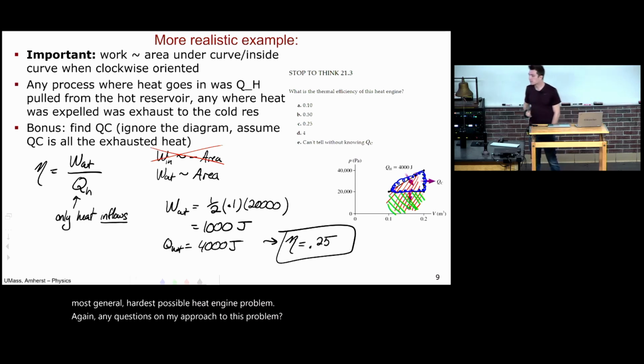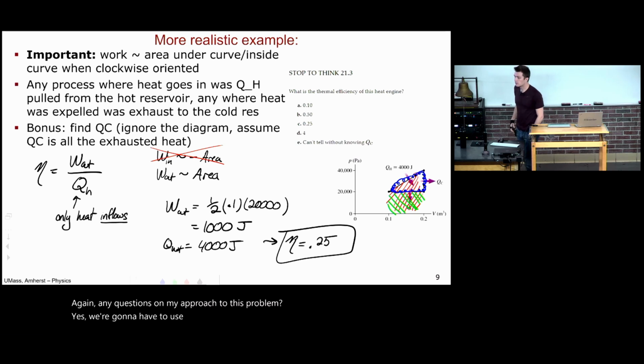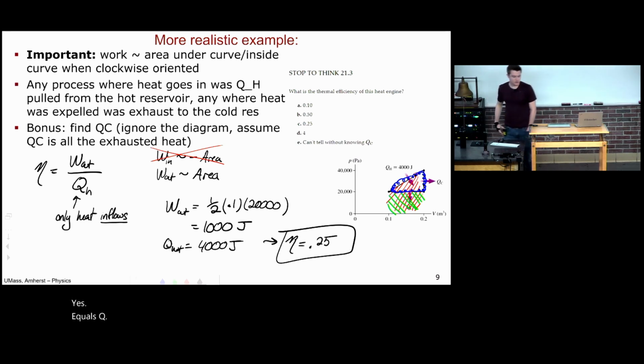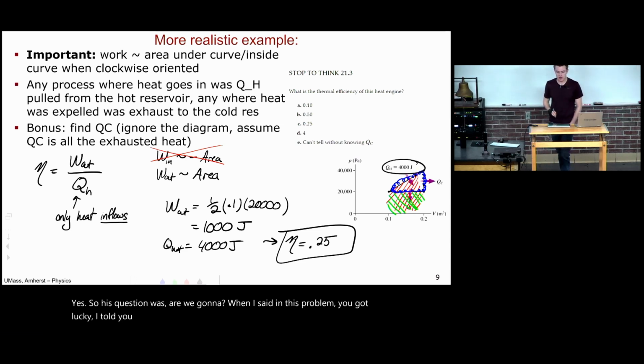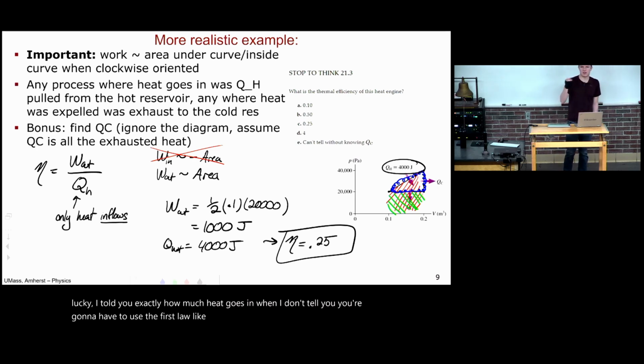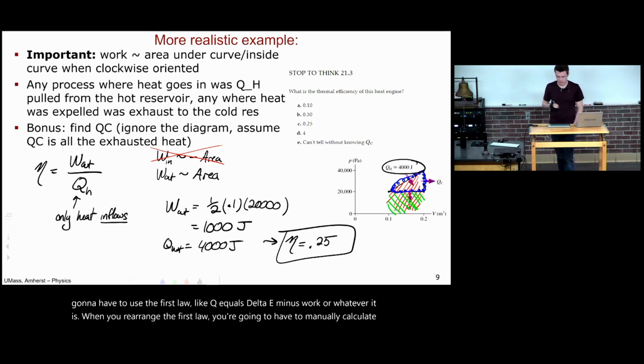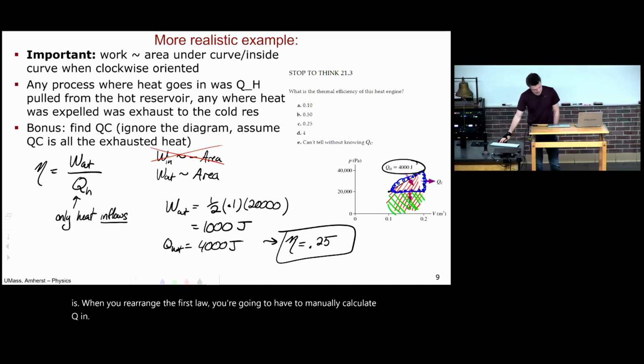Yes? His question was, when I said you got lucky because I told you exactly how much heat goes in, are we going to have to use the first law? When I don't tell you, you're going to have to use the first law, Q equals delta E minus work or whatever it is when you rearrange the first law. You're going to have to manually calculate Q in.